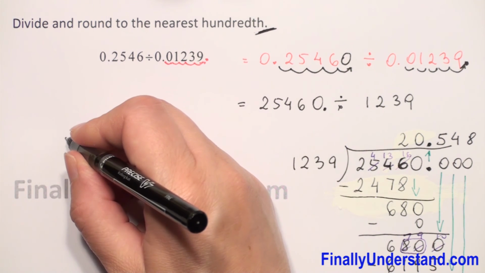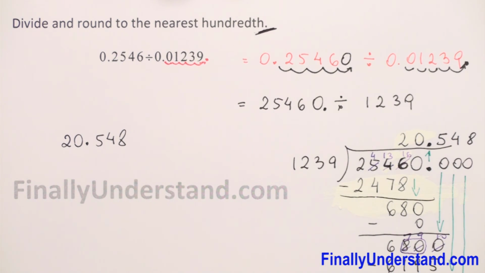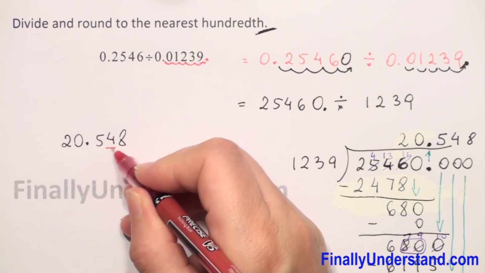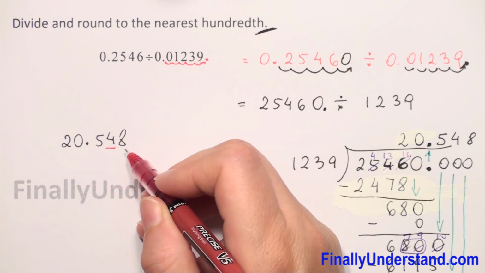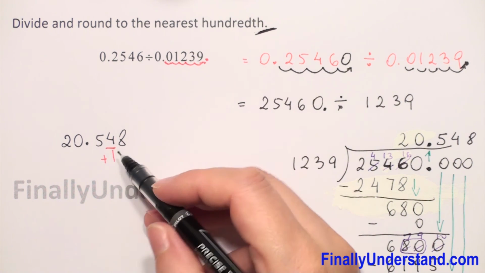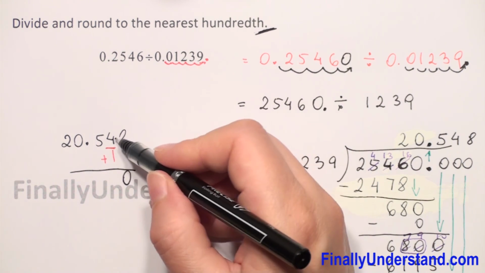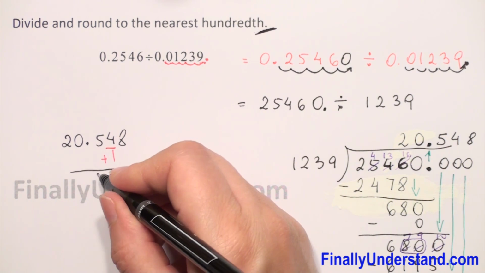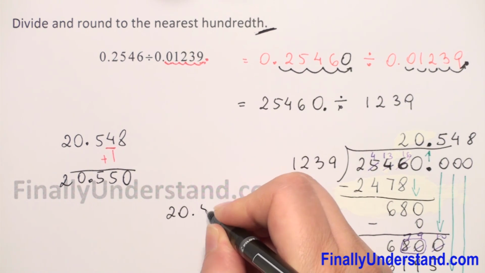So let me rewrite. Our solution: we have 20 decimal point 548. Because we need to round to the nearest hundredth, we have to underline the hundredth. It's the second digit from the decimal point to the right. And now we have to check the next digit is 8. When we have a number greater than 5 or 5, what we have to do, we need to add 1 to our underlined digit. And everything we have after our underlined digit, we need to change to 0. So 8 we change to 0, and now 4 plus 1 is 5, and whatever we have before our underlined digit we need to copy. So 20 decimal point 550. Our solution will be 20.55.